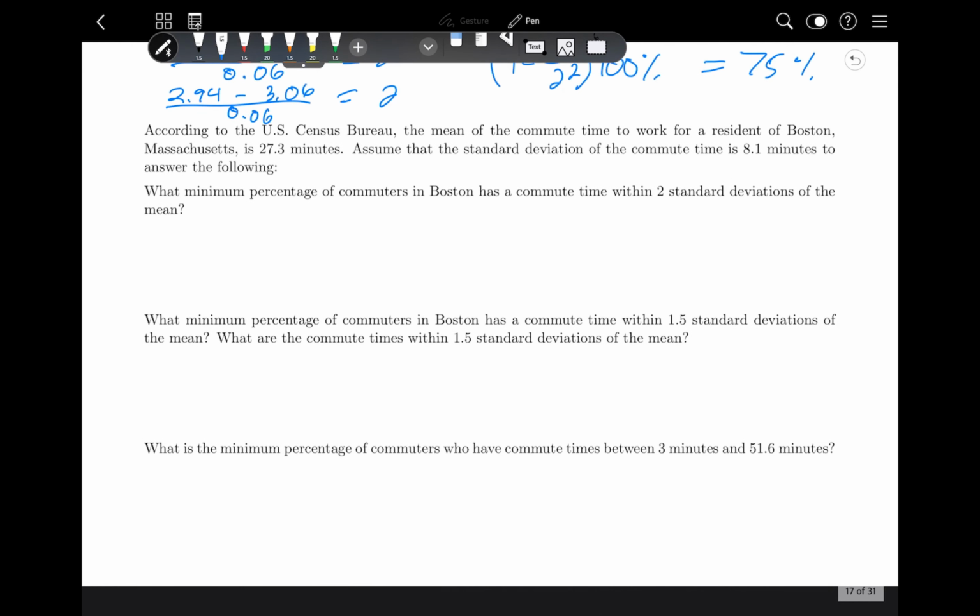So if you want to try these last ones, you can, or you can practice on the homework. I think this video is probably long enough as it is, so we're going to go ahead and stop there. This problem is very similar to the one we just did.